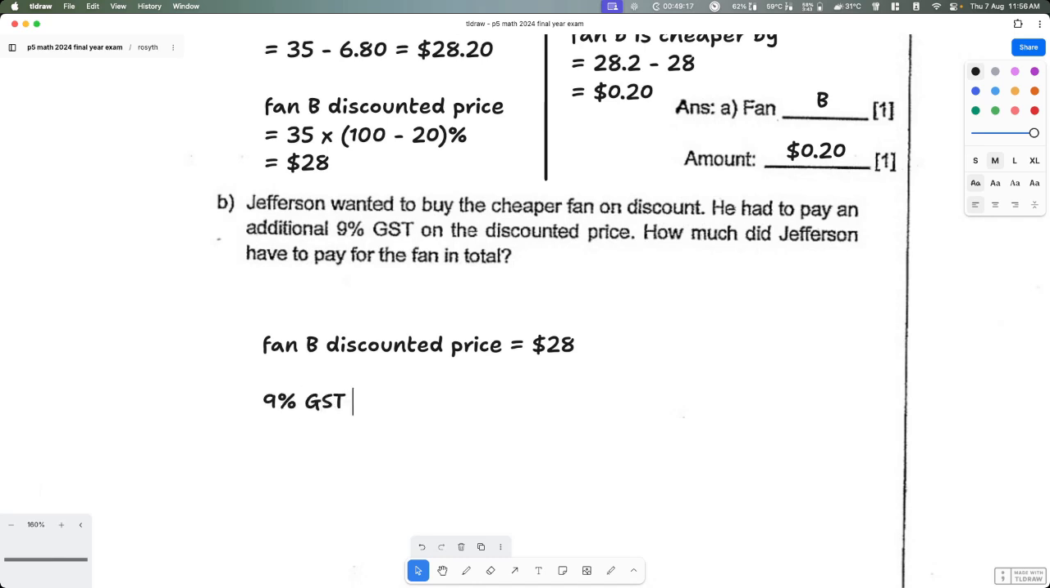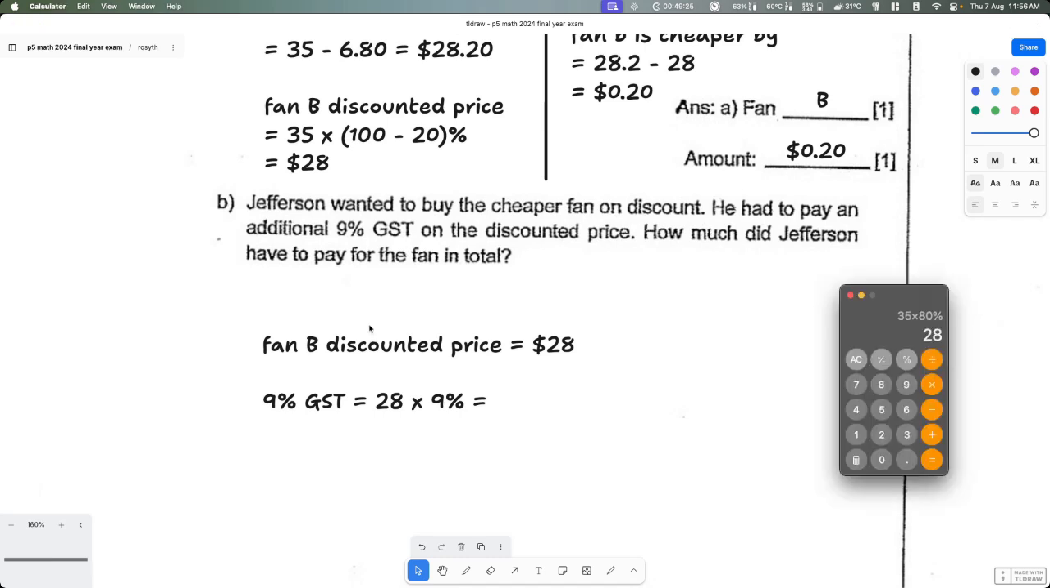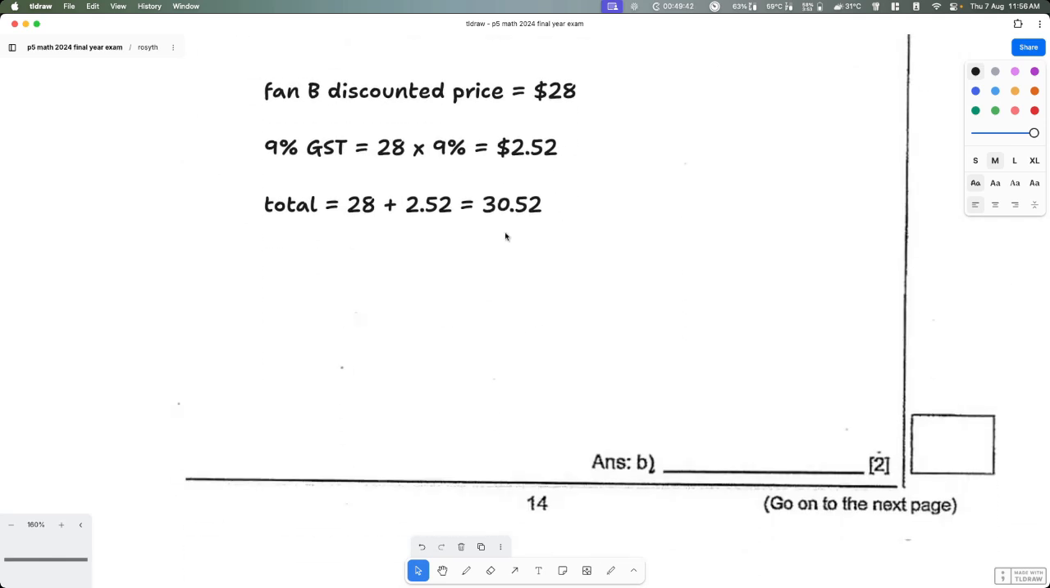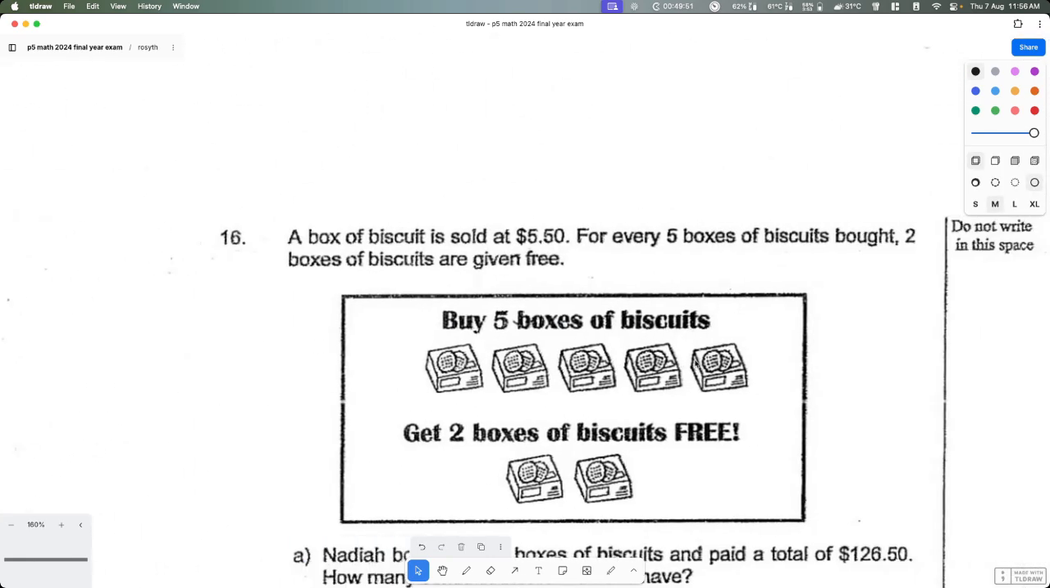9% GST is equal to 28 times 9%. Okay, so let's calculate, multiply by 9%. This will be $2.52. So total will be 28 plus 2.52, which should be 30.52. Okay, pretty straightforward. The answer to this is $30.52. That's what you see over here. Let's move on to the next question.